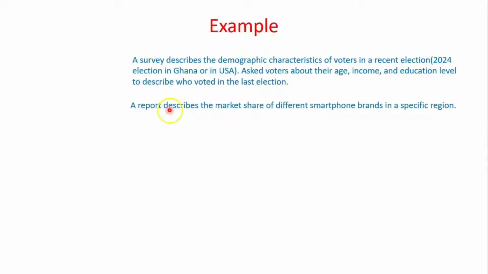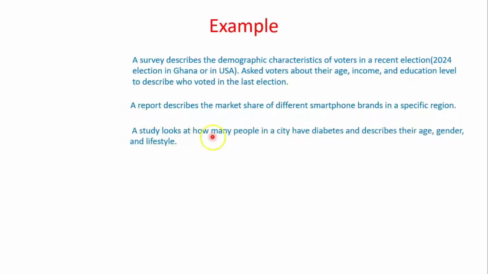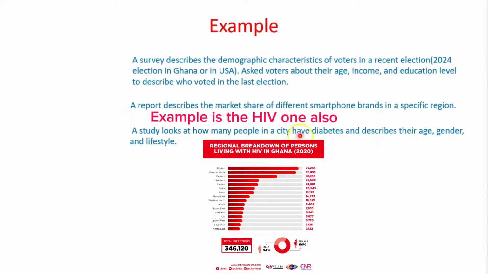Another example is a report describing the market share of different smartphone brands in a specific region. So let's say in the Greater Accra region, the market share of smartphones. Let's say Samsung has, let's assume, 40%. Let's say Infinix, maybe 35%. Maybe Tecno, 20-something%.